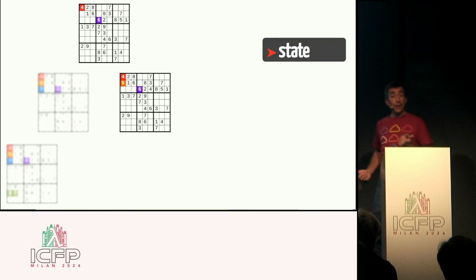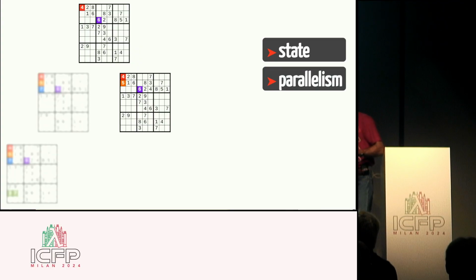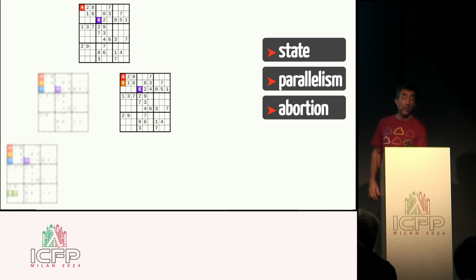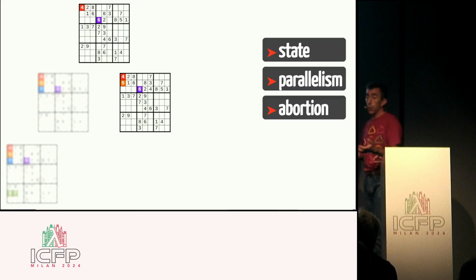Well, we are dealing with state, because obviously the state of the puzzle is something we have to deal with in our program. We are dealing with parallelism, because when you run heuristics, you run them in parallel because they collaborate with each other. And we deal with abortion, because if we are done with a puzzle or we detect a rejection, we have to roll back and give up everything.